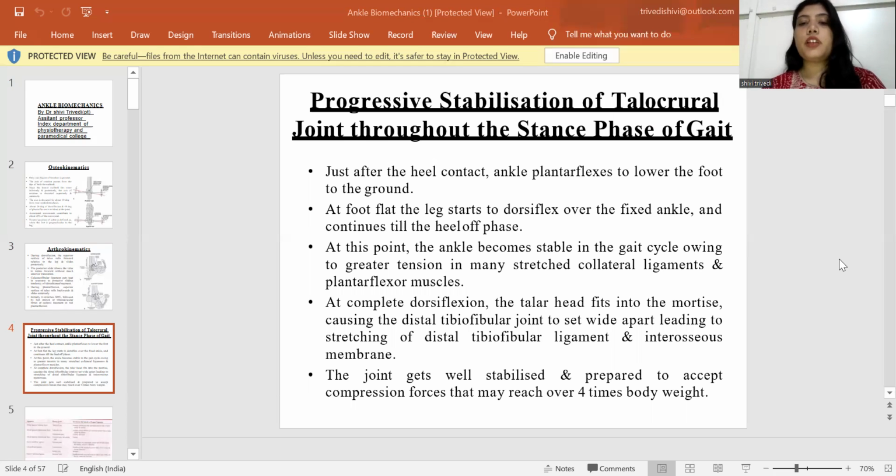At complete dorsiflexion, the talar head fits into the mortise, causing the distal tibiofibular joint to set wide apart, leading to stretching of the distal tibiofibular ligament and interosseous membrane. The joints get well stabilized and prepared to accept compression forces that may reach over 4 times body weight.